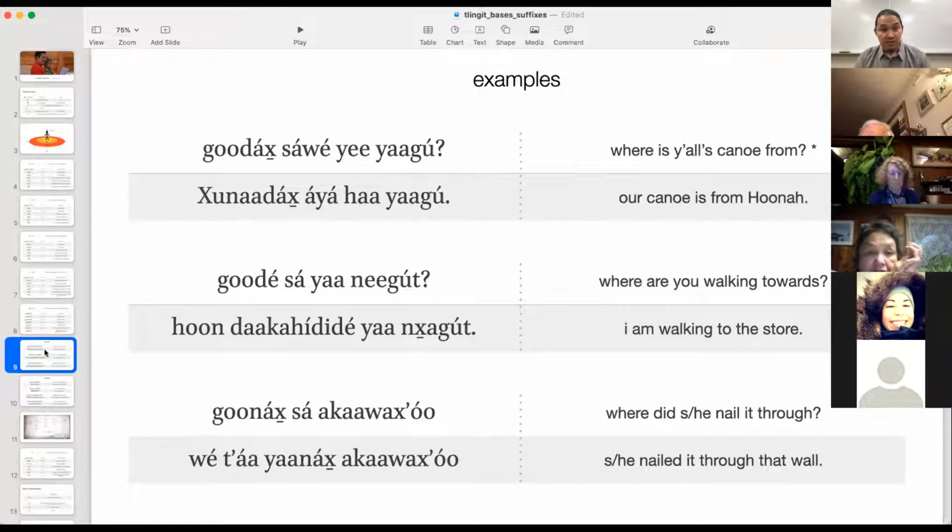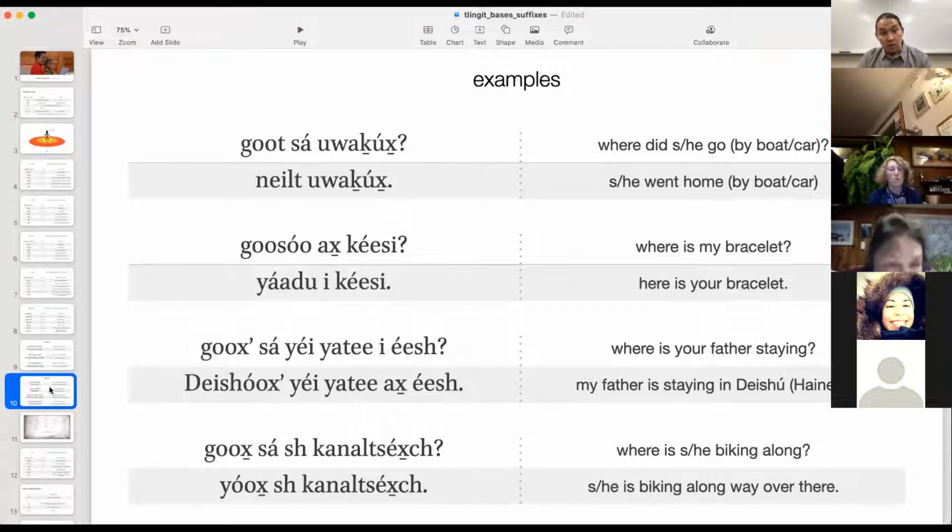Here's some examples of the gu being used. So someone could say, ʼéidáx away ya gu. Where is y'all's canoe from? ʼchunadacha ya gu. So it could be kichchanaachdacha ya gu, but that dach should be attaching right to that noun. Sh'akwedacha ya gu. Gudesa yani gut. Hundake hiti de yan chagut. Gunachsa akawachu. With yanach akawachu. Gutsa uwakuch. Necht uwakuch. Gusu achkisi. Yadu ikisi. Guchsa yeyeti ish. De shuch yeyeti ach ish. Guchsa shkanel tsech. Yuch shkanel tsech.